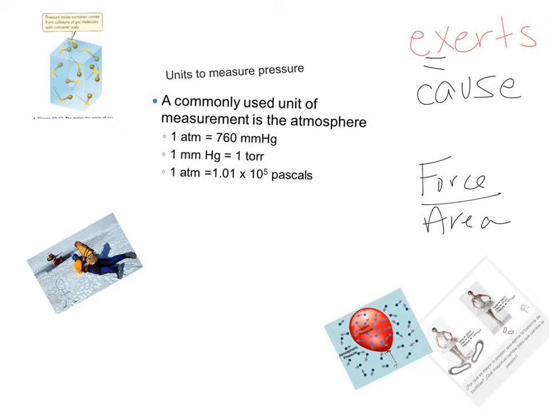A commonly used unit, which we used last year, is called the atmosphere. It's abbreviated ATM. But different units are used. 1 atmosphere equals 760 millimeters of mercury. Millimeters of mercury were used because way back when, in I think the 1700s, there was an Italian guy named Torricelli, and he took... actually first we're going to talk about air pressure, and then we're going to talk about Torricelli. So let's go to the next slide.